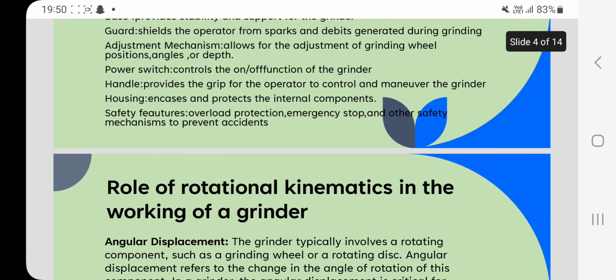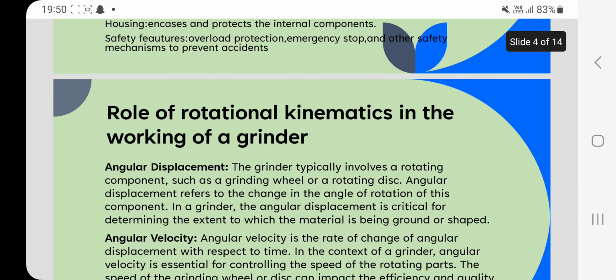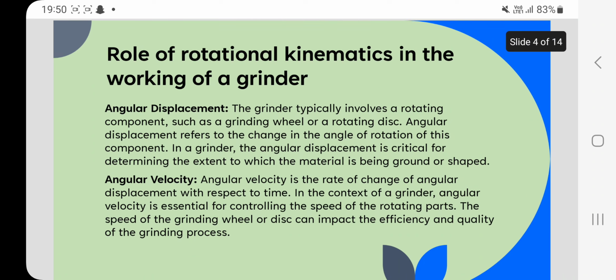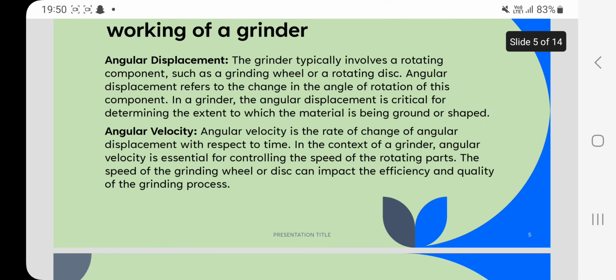Role of rotational kinematics in the working of a grinder. Angular displacement. The grinder typically involves a rotating component such as a grinding wheel or a rotating disc. Angular displacement refers to the change in the angle of rotation of this component. In a grinder, the angular displacement is critical for determining the extent to which the material is being ground or shaped.